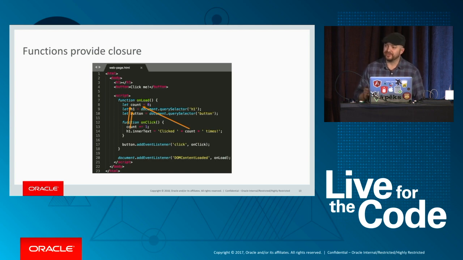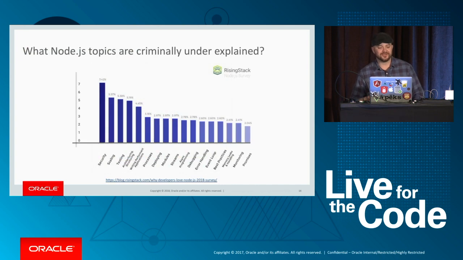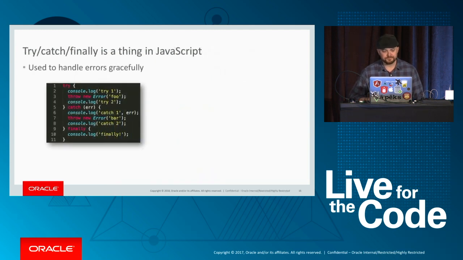Now, despite JavaScript being so well and purpose-built for event-driven asynchronous programming, when Rising Stack recently did a survey on Node.js and asked folks, what Node.js topics are criminally underexplained, the results varied quite a bit, but 3 of these really stood out to me. And they were asynchronous programming, the event loop, and promises, which are all kind of interrelated. In fact, you could just say asynchronous programming. And in fact, some of these other things are also related to that, but these are the primary 3 that stood out to me. And why is that?